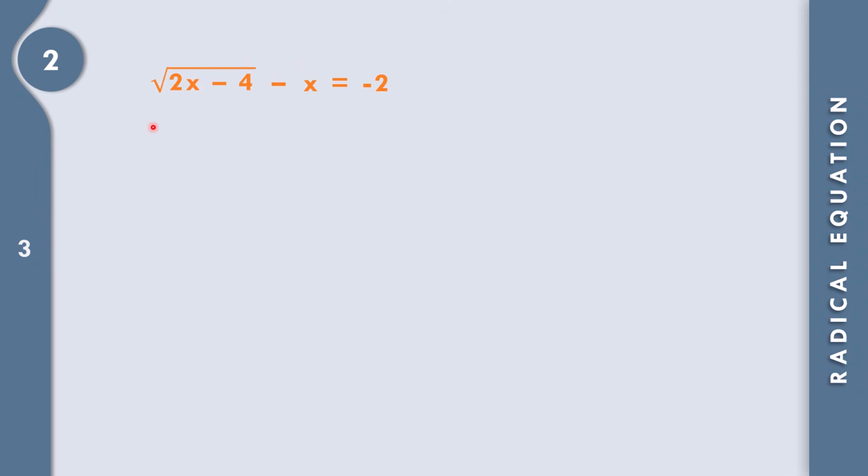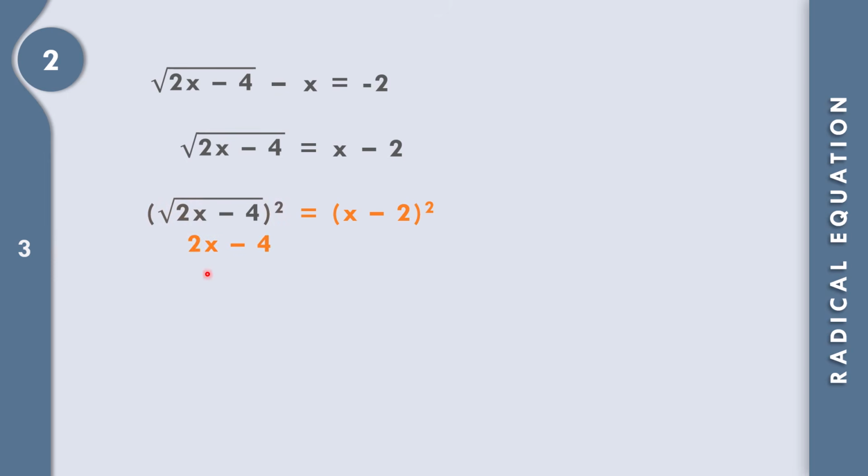In example number 2, the square root of 2x minus 4 minus x equals negative 2. First, we need to copy the square root of 2x minus 4. Negative x goes to the right side and becomes positive x because of the addition property of equality. Bring down negative 2. To solve for x, let us square both sides. After squaring both sides, the 2 and the radical sign cancel, and that becomes 2x minus 4.